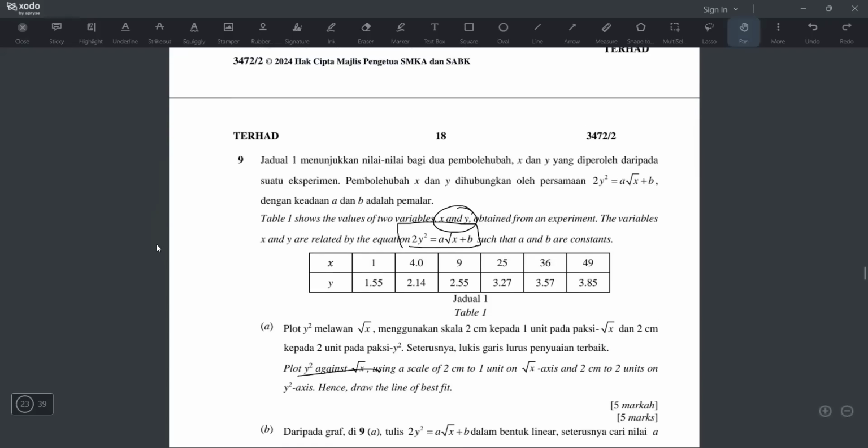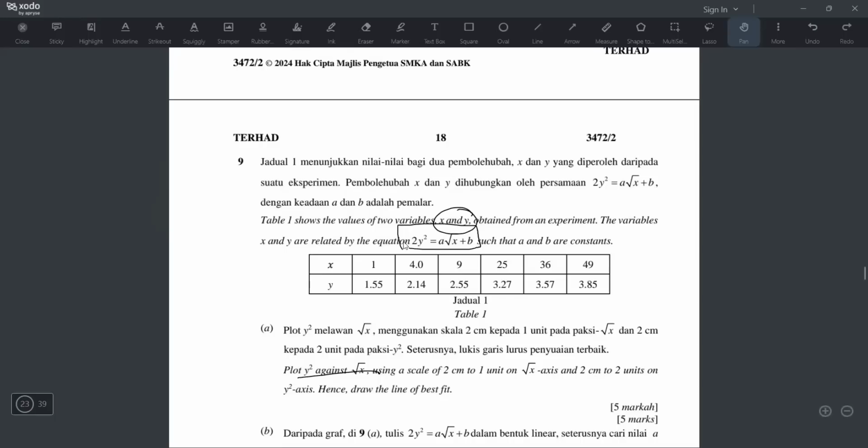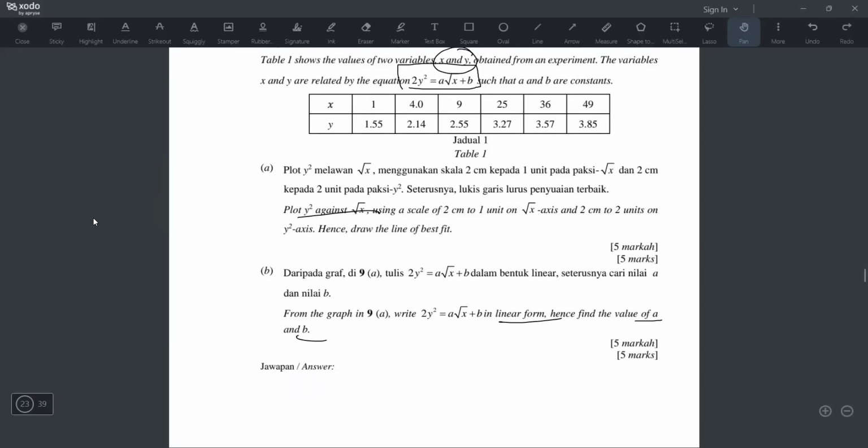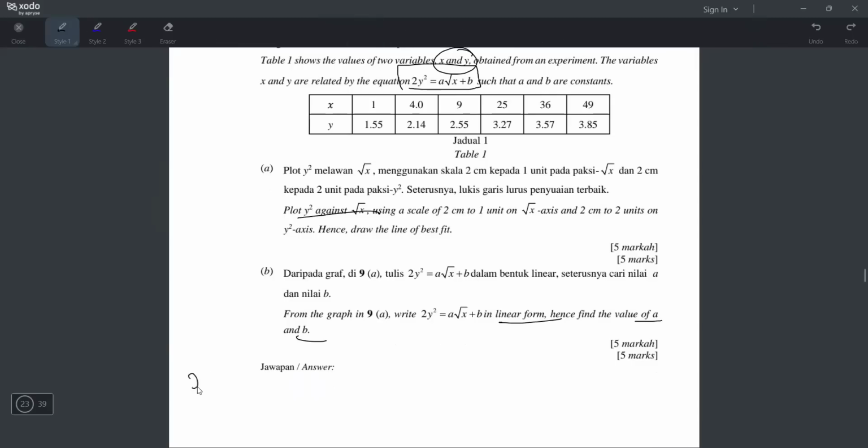Tapi saya memang suka terus when we do linear law question, I will always teach my student, kalau dia sudah bagi, you terus tukar jadi linear form. Sebenarnya nak tukar nanti pun boleh. If you don't want to tukar now, you want to tukar at the end can also. Okay. But I lebih suka terus tukar. Terus tukar sekarang. So I will tukar sekarang. 2y square equals to a squared x plus b.